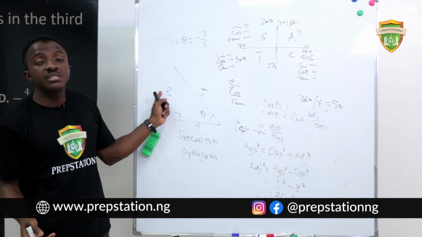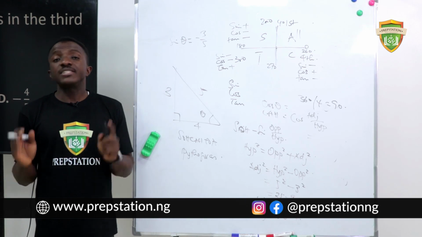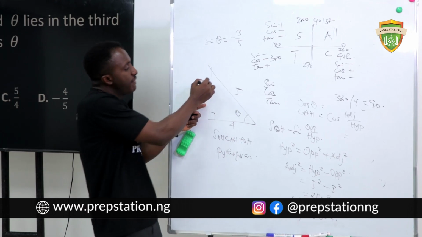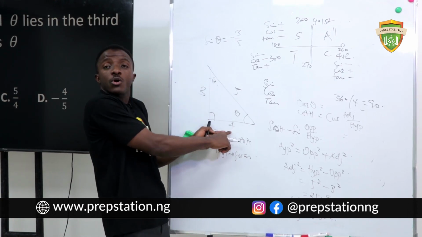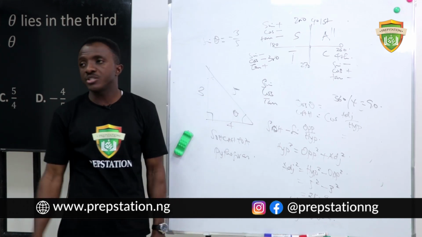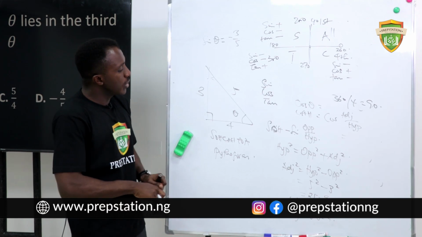Now, the adjacent and opposite are not constant. They can change at any time, depending on where the angle is, but the hypotenuse is always constant. Look at this. If I put the angle here, this will become opposite. This is adjacent, but this remains constant. Hypotenuse is the longer side of the right angle triangle, and it is constant. Now, let's look at the cosine of that.